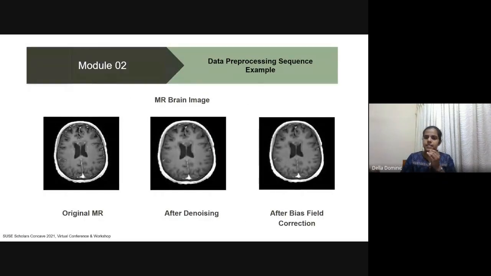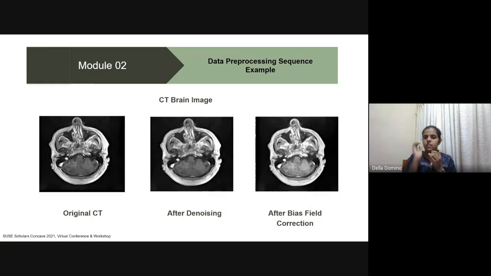This is the entire sequence of data pre-processing: the original MRI image, then after denoising, we have an intermediate image on which N4 bias field correction was applied. Similarly, on the CT brain image.